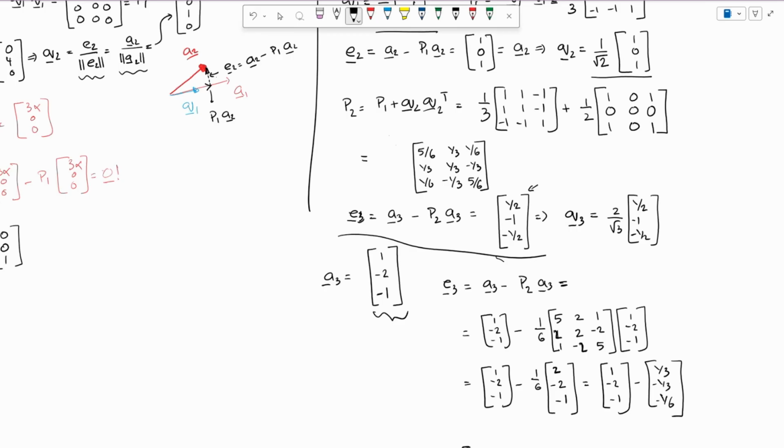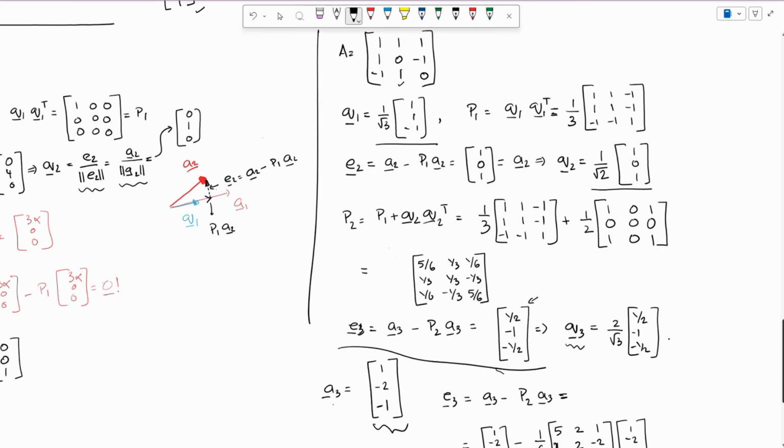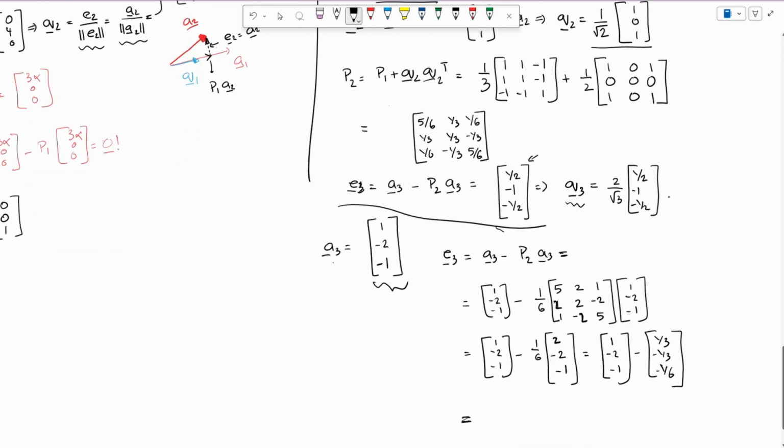Because if this is correct, right? A3 is simply a scaled version of Q3. That means Q3 is perpendicular to both A1 and A2. In fact, it is orthogonal to A1 and A2. So this has to come out to be A3. We've done a mistake somewhere. It's probably in this matrix. You got A3, right? Oh, maybe I've done a mistake.